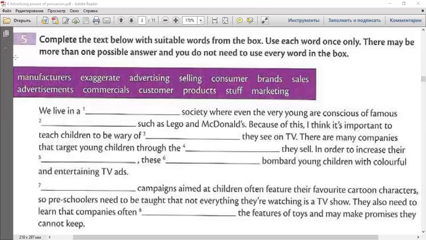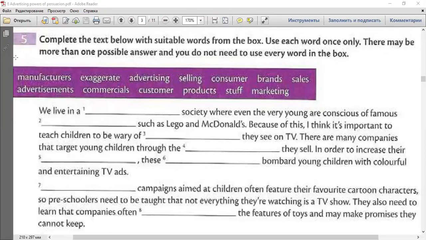Okay, so let's check. We live in a consumer society where even the very young are conscious of famous brands such as Lego and McDonald's. Because of this, I think it's important to teach children to be wary of, yeah, so you can say advertisements, so you can also say commercials. Both of the options fit here. So advertisements and commercials they see on TV.